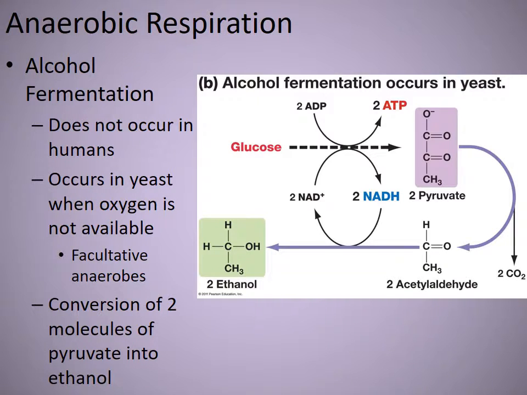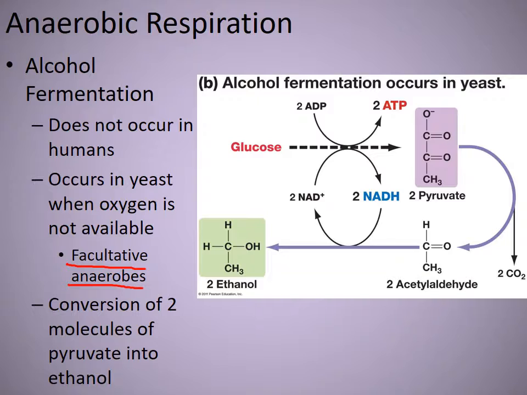Anaerobic respiration, alcohol fermentation. Okay, again, like I said, this does not occur in human cells. All right, this occurs in yeast cells. And yeast is very important for beer makers and wine makers and whiskey makers because yeast is the organism that will actually undergo alcohol fermentation. All right, yeast are examples of facultative anaerobes.